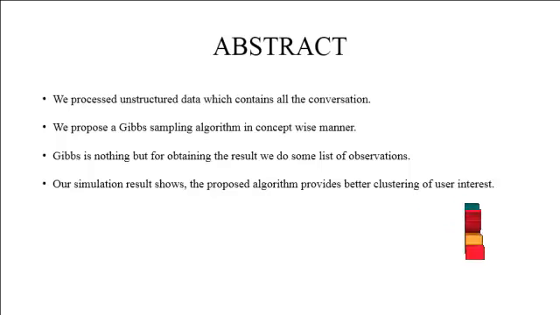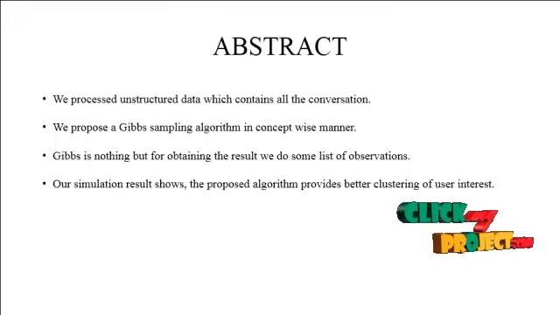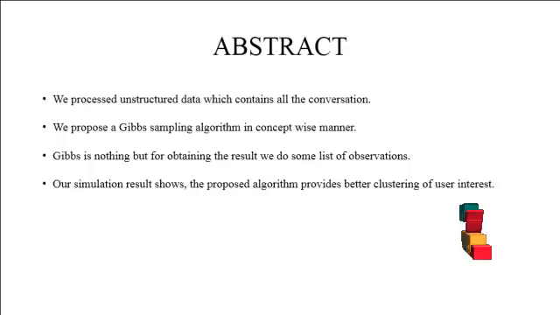We propose a GIF sampling algorithm in a concept-wise manner. GIF is nothing but for obtaining the result. We make a list of observations. Our simulation result shows the proposed algorithm provides better clustering of user interest.